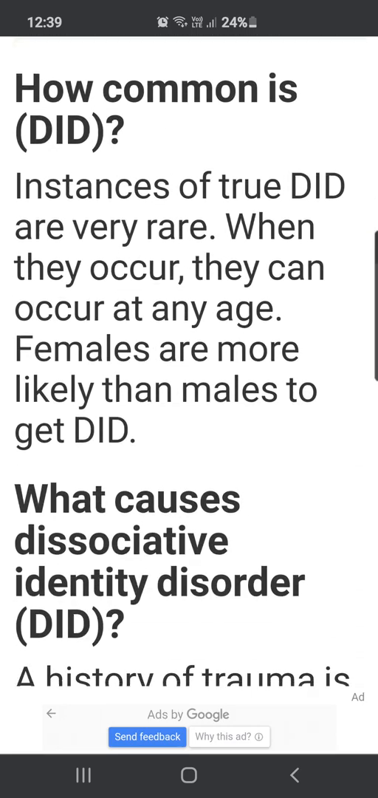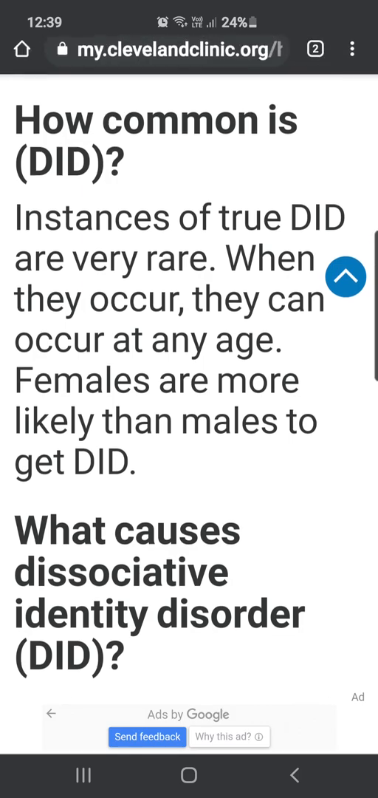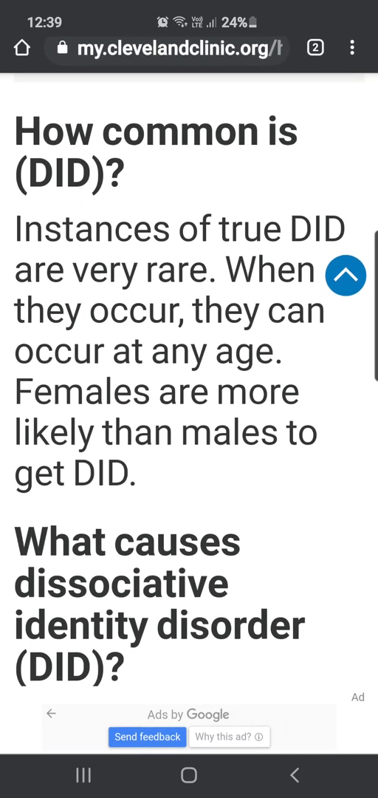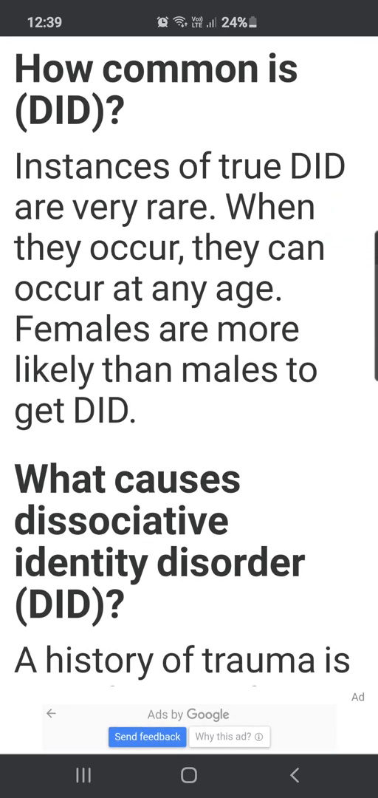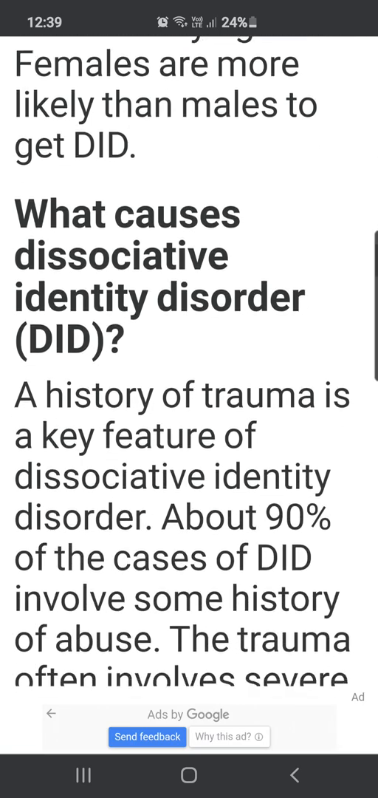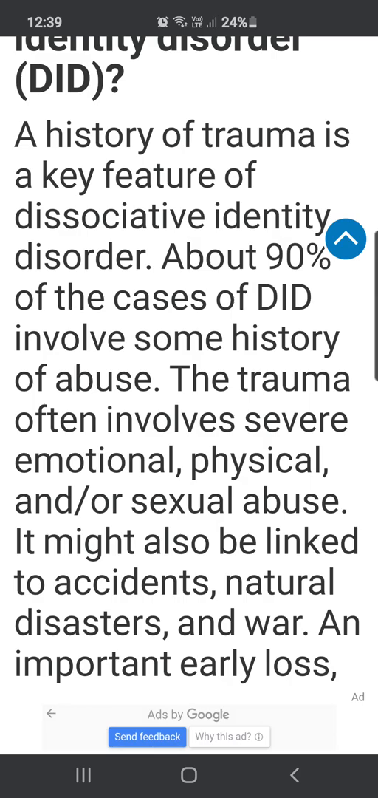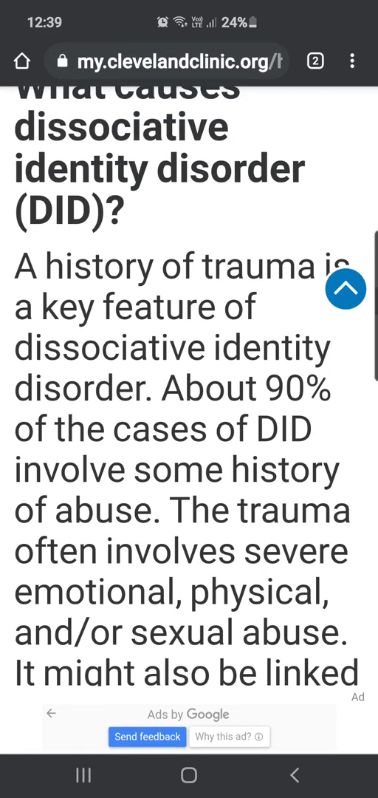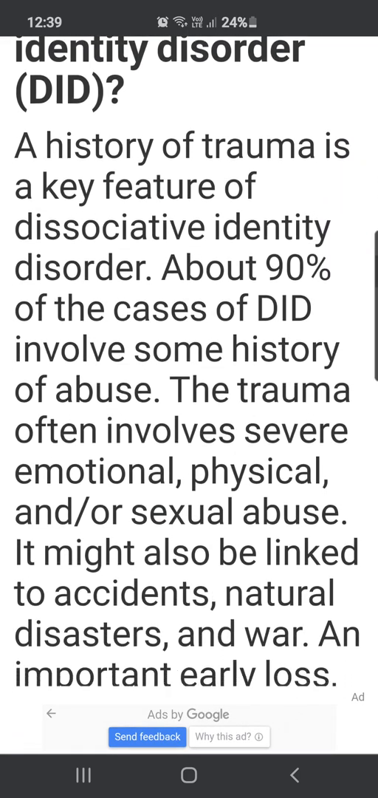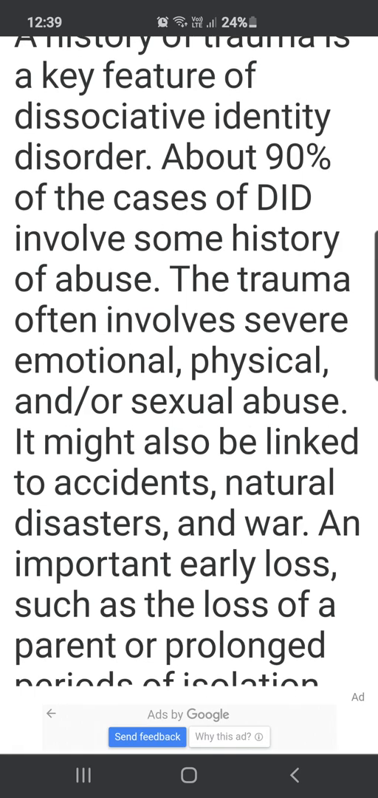How common is DID? Instances of true DID are very rare. It can occur at any age, and females are more likely than males to get DID. What causes DID? A history of trauma is a key feature of dissociative identity disorder. About 90% of cases of DID involve some history of abuse.